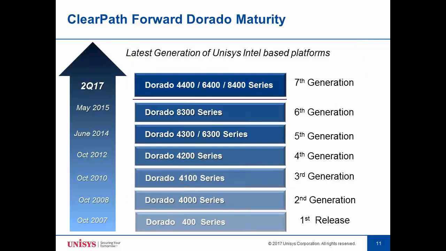Now, we're going to introduce a number of platforms today. These are all the latest generation of the Unisys Intel-based platforms for OS 2200, the ClearPath Forward Dorado systems, the Dorado 4400, 6400, and 8400 that are the next evolution of the ClearPath Forward systems that we've had in the past. And this 7th generation really is the apex of all the capabilities that we've been working on over a number of releases, and truly shows the maturity that has come about from our Dorado Intel-based systems.